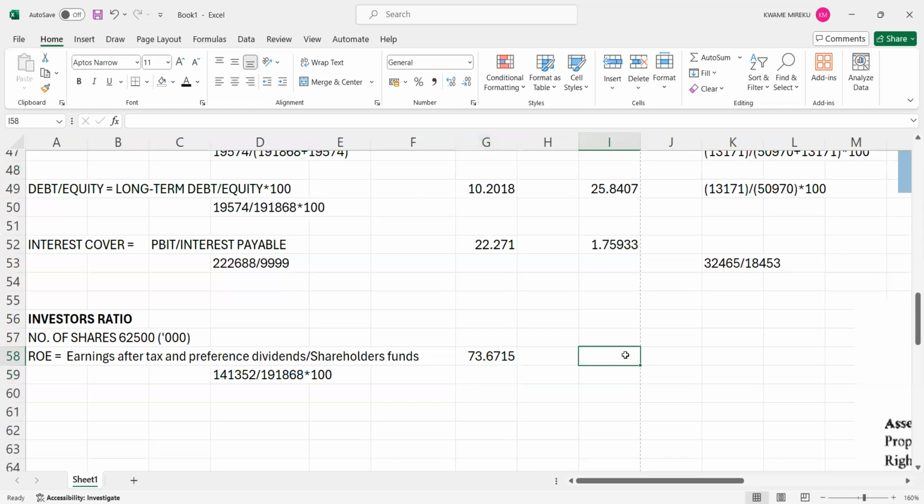Okay. Then go on to 2022. What was the net profit for that period? Net profit, the profit for the year? 14836. And the owner's equity was 50970, right? Yeah. Times 100.